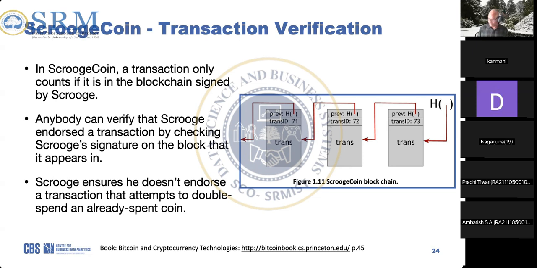And for the time being, let's assume that Scrooge is honest and he doesn't endorse double-spend transactions. That is also an issue, but for the time being, just assume that he doesn't do all sorts of things. He will only put the transaction into the blockchain if it is valid, if it is not double spent, right? Okay.